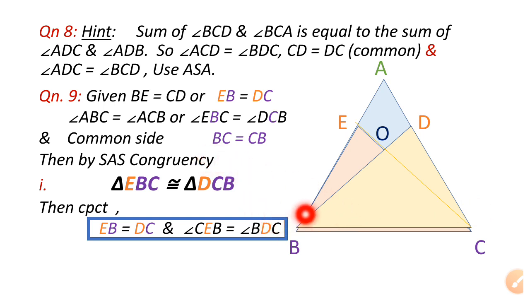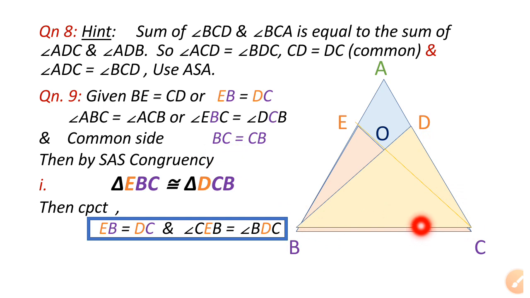Now for this pink color triangle, we are starting with EB and then going to C, so it is BC. Here for this yellow color triangle, DCB, we go from D to C then to B, so CB. So BC is equal to CB. Both are common sides, the same side, so their length is also the same.